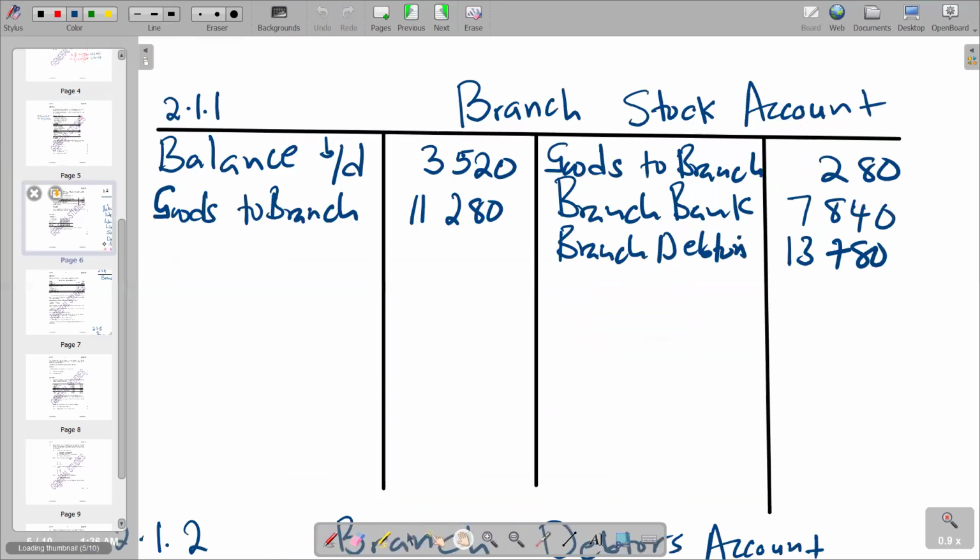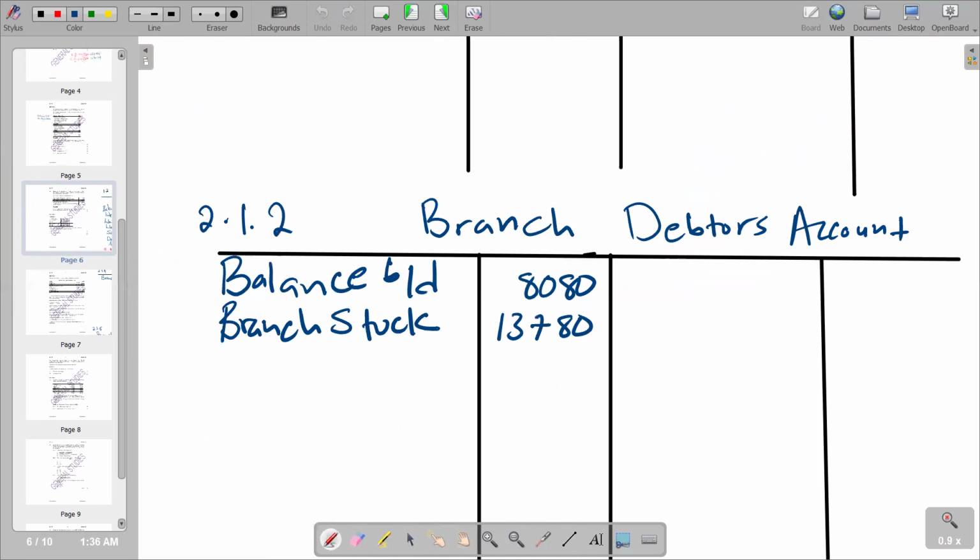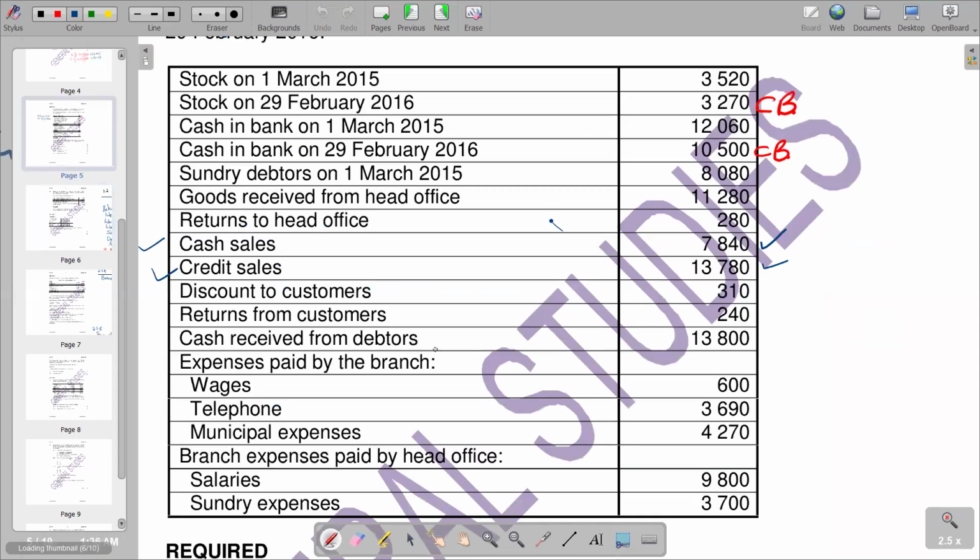So here we can now go to the credit side of branch debtors, and we are seeing branch discount allowed. The amount is 310. The corresponding entry of debiting branch discount allowed, we're not going to make it since discount allowed is not part of our question. So we go to the next one.